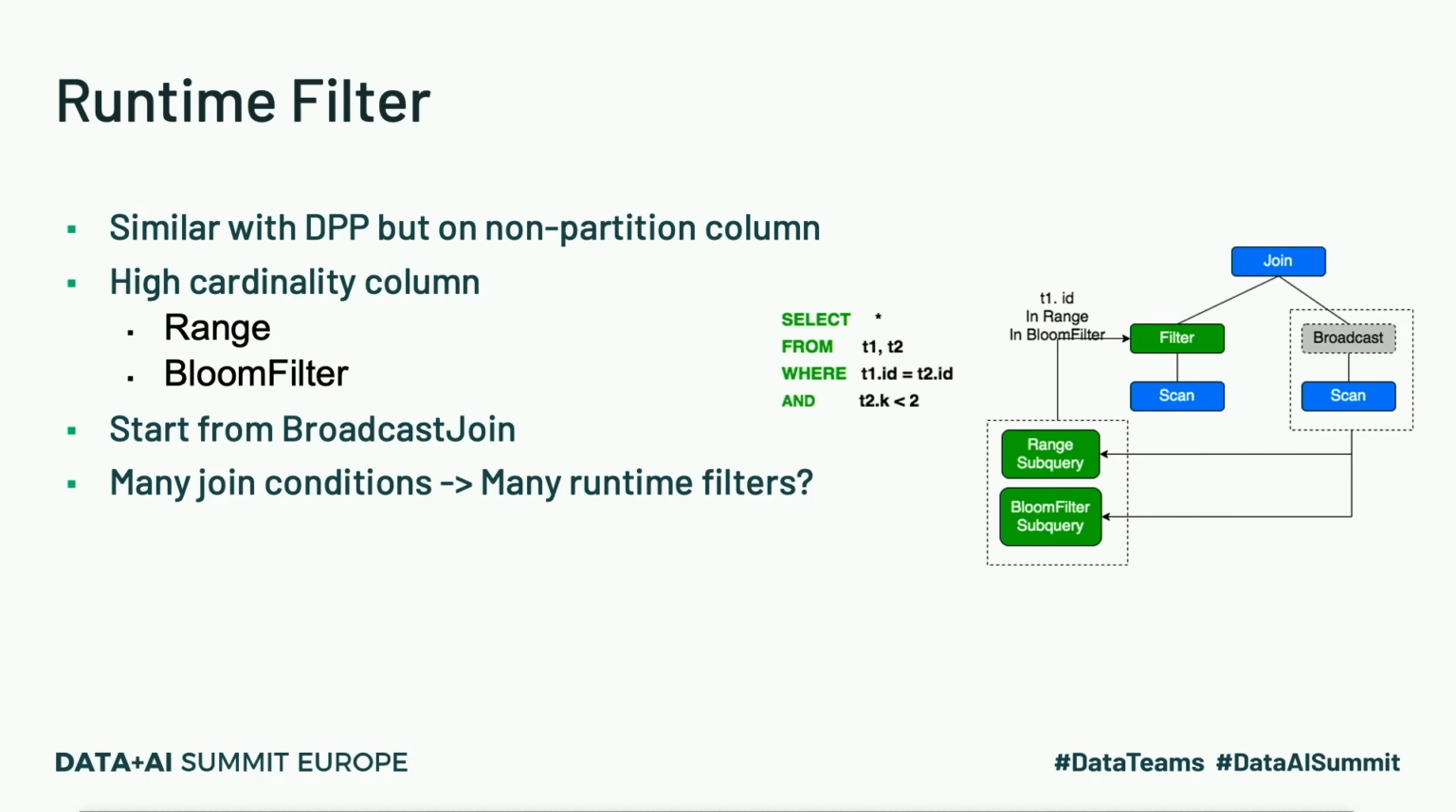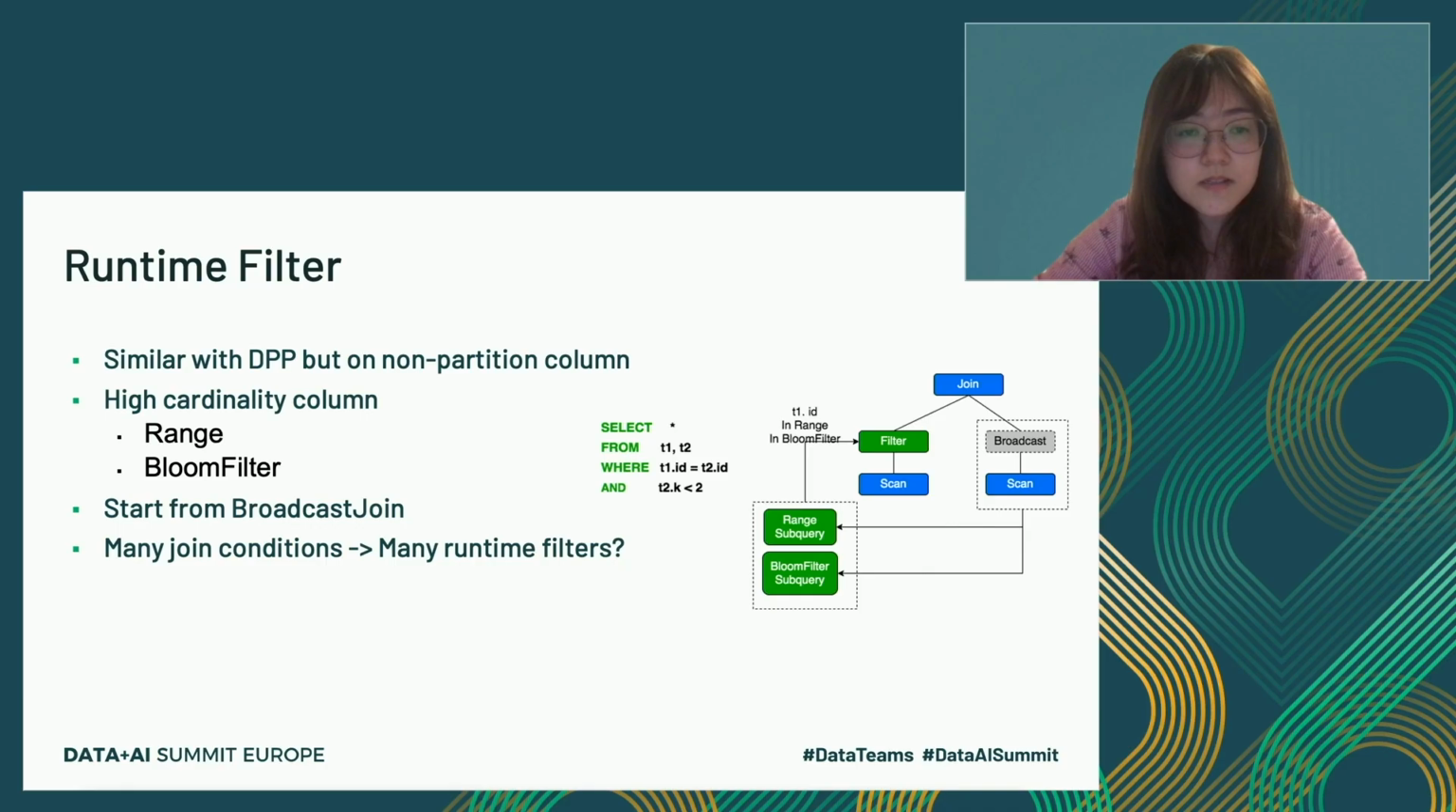And runtime filter is another optimization that we implemented in eBay's Spark SQL engine. Runtime filter's semantic is similar to DPP, but it's not on the partition column, it's on a non-partition column. Since it's on a non-partition column, it's high cardinality, and we cannot filter just the table partitions directly. So we import the range and the Bloom filter.